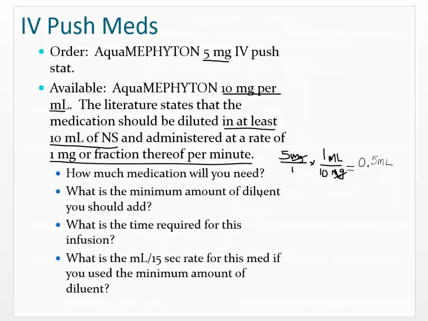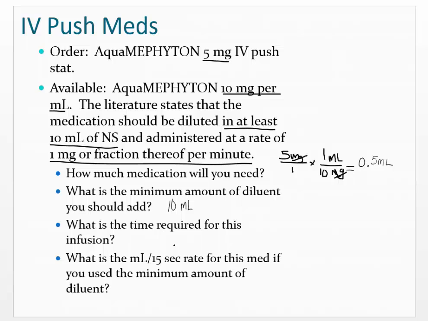So the next question, what is the minimum amount of diluent you should add? So I go up here and I have it underlined, should be diluted in at least 10 milliliters. So the minimum amount, just a reading question, is 10 milliliters.